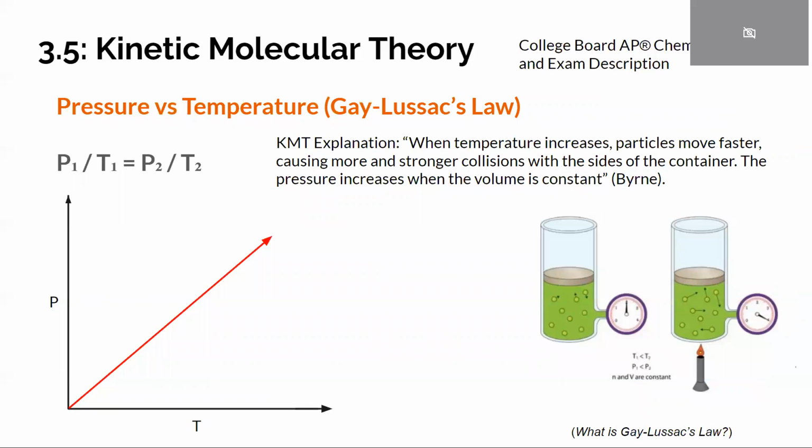And then we have our last law, Gay-Lussac's law, which is explaining this direct relationship between temperature and pressure. And so the kinetic molecular theory explanation for this is when temperature increases, particles move faster, causing more and stronger collisions with the sides of the container. And then this is the part that's different. The pressure increases because the volume is constant. So because the volume is constant, the pressure is able to increase.